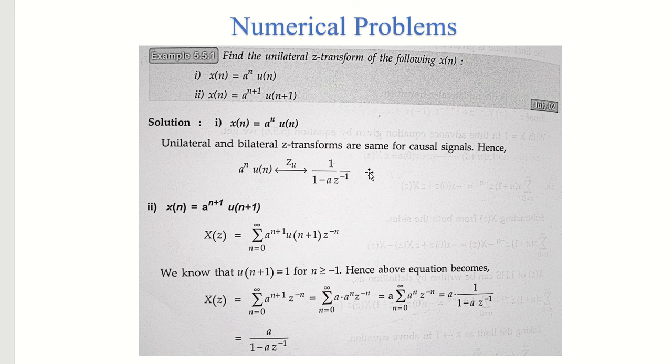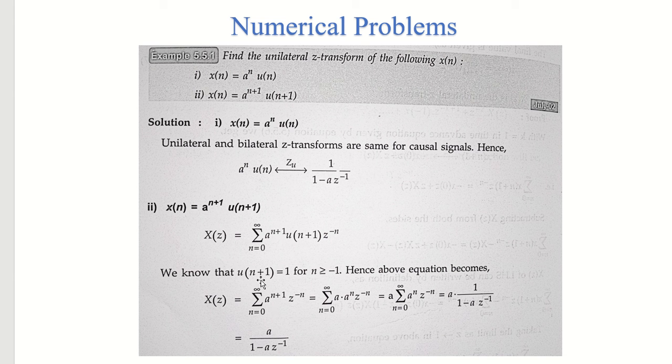So let's see the next problem. Maybe it would be more difficult than this. So the next term asks us what is the z transform of x of n equals a raised to n plus 1 u of n plus 1. Now see, we again know that when we take u of n plus 1, we have to find the z transform, right? So X of z will be equal to summation n equals 0 to infinity a raised to n plus 1 u of n plus 1, which is basically my signal, into z raised to minus n. So basically we are writing the equation of z transform here.